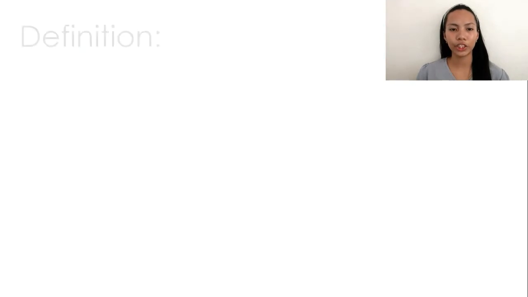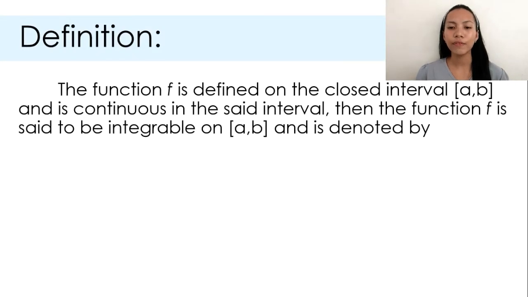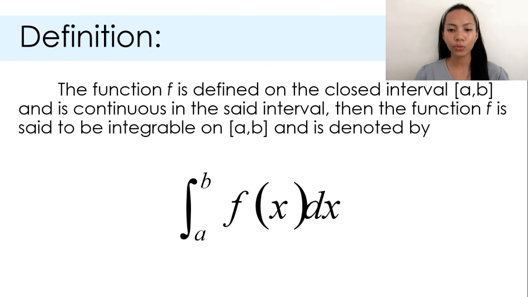So, what is definite integration? The definition of definite integration is: the function f is defined on the closed interval [a, b] and is continuous in the said interval. So, continuous siya dito sa closed interval na [a, b] na ito. Then, the function f is said to be integrable on [a, b]. So, masasabi mo lang siyang integrable yung function f na ito if yung closed interval na ito is continuous. And this is denoted by the integral of f of x with respect to x from limits a to b. So, this one is the integral. The letter b is the upper limit, and the letter a is the lower limit.